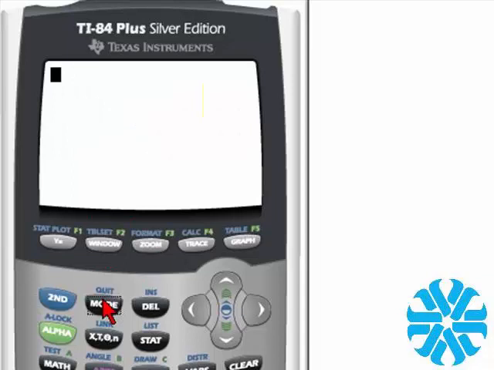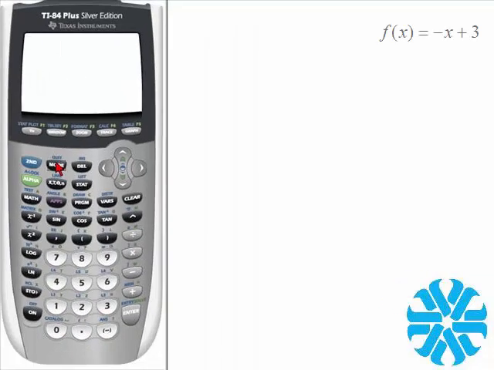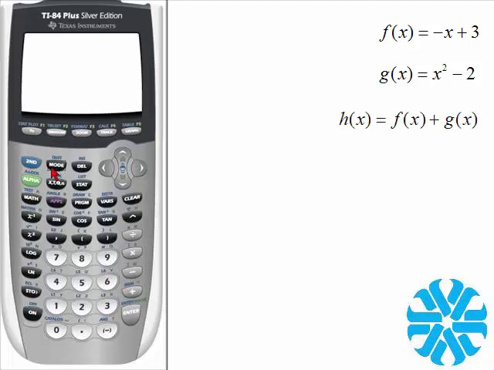Alright, so for the first example, we're going to let f of x equals negative x plus 3. That's our first function. Then we're going to let the second function, g of x, equal x squared minus 2. Then we're going to want to find the sum of f of x and g of x, and the sum of both of those functions is going to be represented by h of x. Then h of x equals f of x plus g of x.